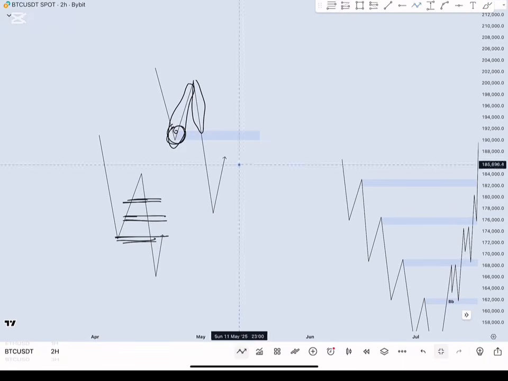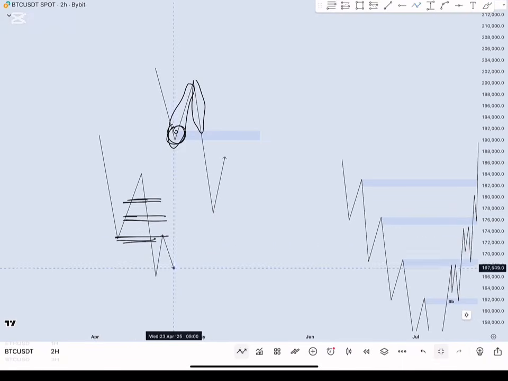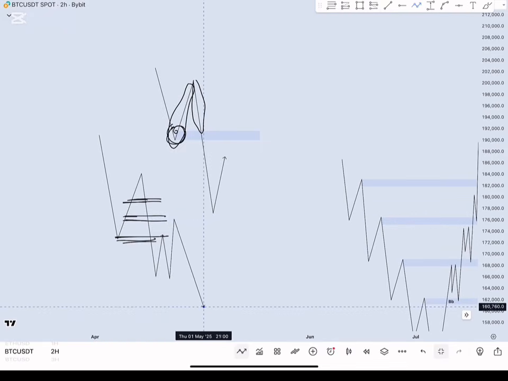So which zone is going to be our next zone to use? Of course, it is going to be this breaker block here. If there's no other block around here, it is going to be this breaker block here. Then what? Market is going to sell.